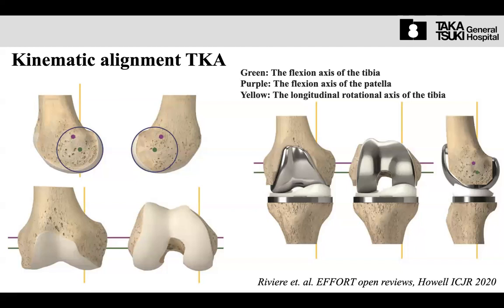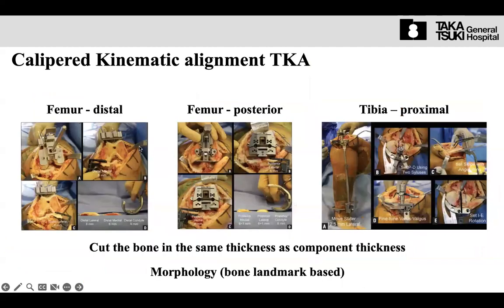So anyways, how to perform the kinematic alignment TKA: the purpose is to duplicate this cylindrical axis using the component. So use the calibrated kinematic alignment TKA. Previously, the kinematic alignment was performed using PSI like custom fit TKA, but now it is performed using manual instruments.